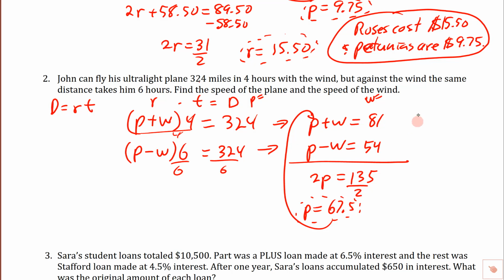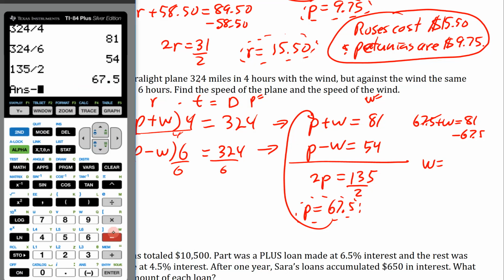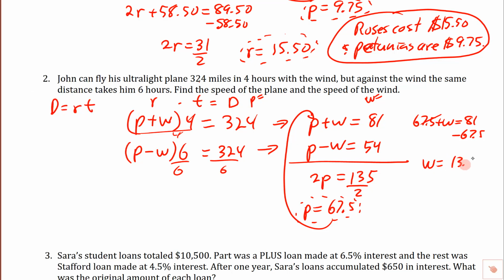So we get 67.5. We're putting that in place of the P in P plus W equals 81. So we'll subtract 67.5 and we get W equals, so let's come back here to the calculator, and I'm just going to subtract the 81. So that gives us 13.5. Again, I did these in the wrong order, so it does turn out to be negative. So I'm going to get 13.5 here. Just change the sign of that.